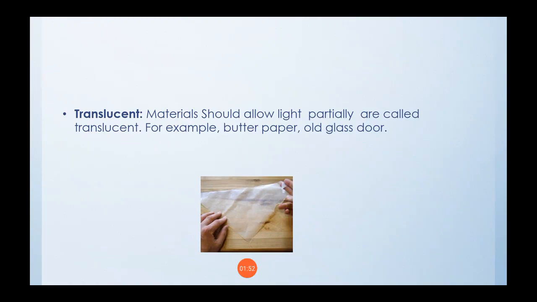And one more good example, very clearly shown in the picture, is the butter paper. Butter paper does not show you a clear picture of the object which is present on the other side of the butter paper. So it is a good example: it should allow light only partially. That's called translucent. Very simple. A material that allows light partially is called translucent material. Example, butter paper and old glass door.